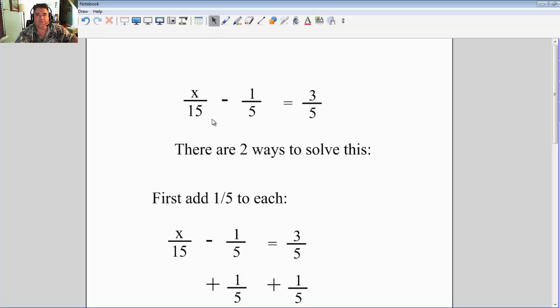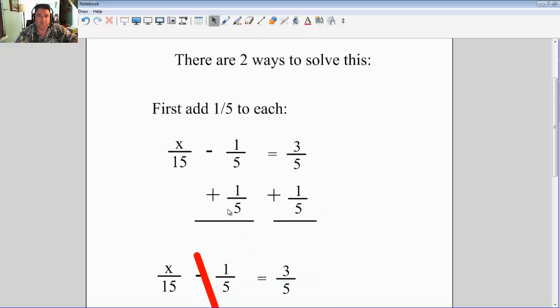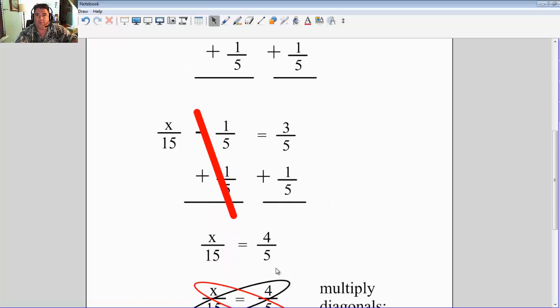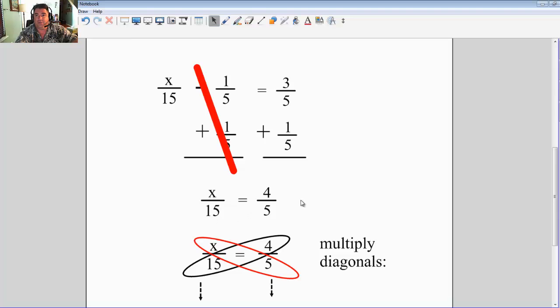We have x over 15 minus 1/5 equals 3/5. The first way is just to add 1/5 to both sides. So you add 1/5 here and add 1/5 here. These cancel, and that gives me 4/5. x over 15 equals 4/5.